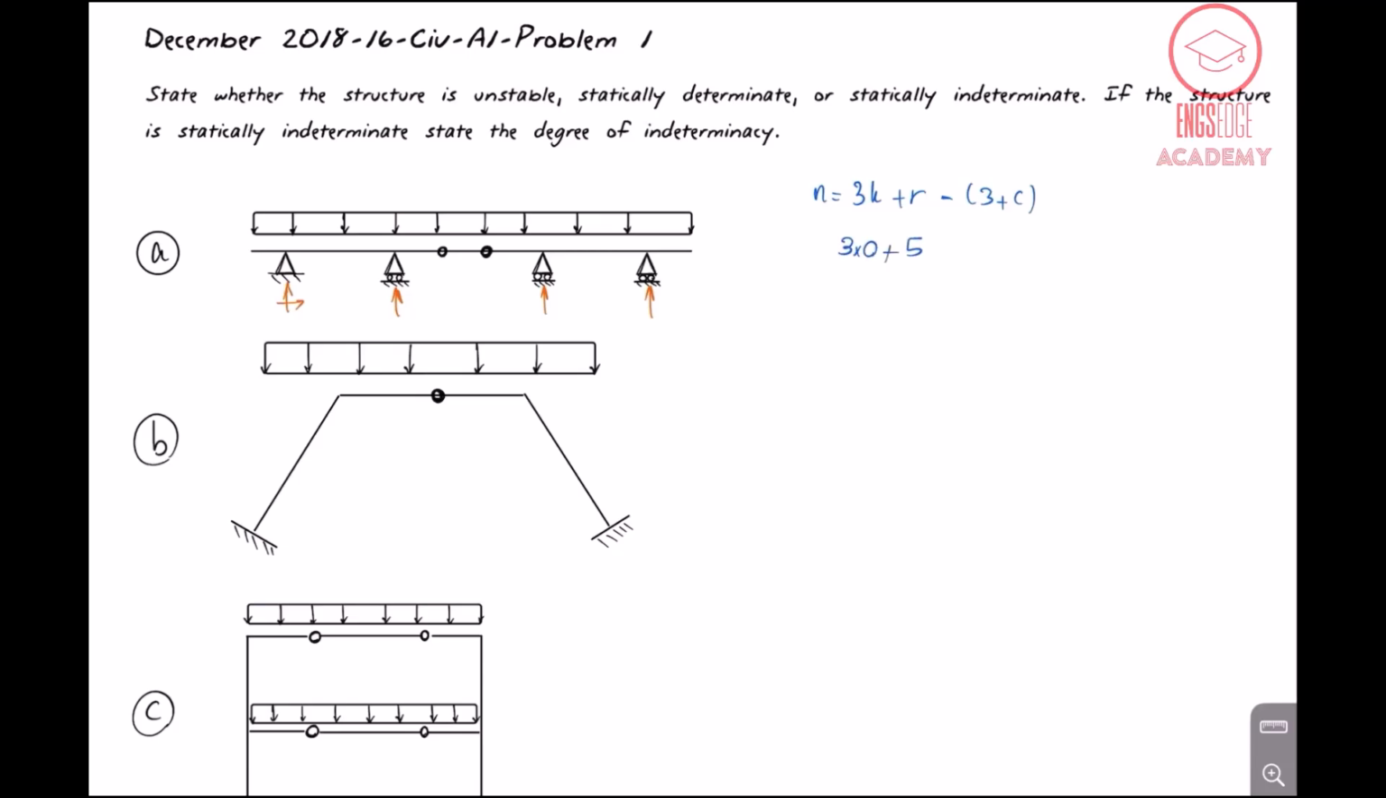0 closed loops, minus 3, plus 2 equals 0. This is a determinate and stable structure. We already discussed this in the previous video and confirmed that this part is stable. We'll now analyze this section and see that it's also stable. So, this structure is determinate.